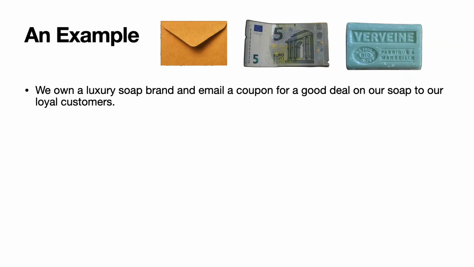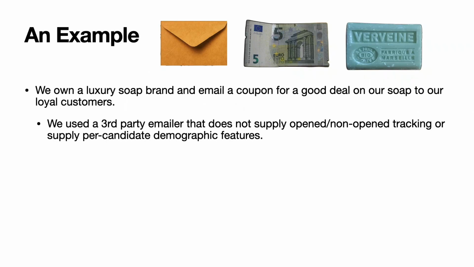We're going to drive this with an example. We're running a luxury soap brand and we email a coupon for a good deal on our soap to our loyal customers. We use a third-party emailer that doesn't supply open/non-open tracking, and that doesn't really solve it, because people that open the mail may not be in the mood for soap at any price. So in addition to knowing whether they opened the email, we actually need to know intent.